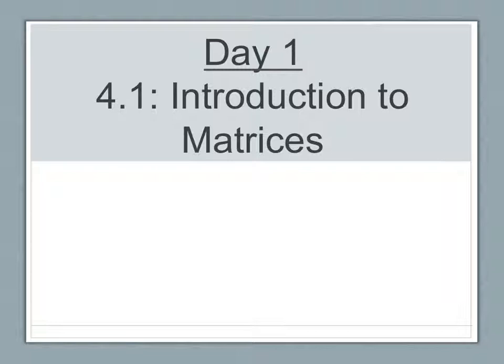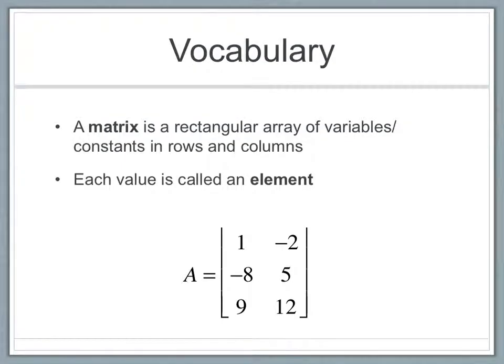First thing I want to talk about is what is a matrix. So a matrix is a rectangular array of variables or constants, so variables x, y, constants, or numbers, in rows and columns. And below you can see a matrix that we named A. All matrices we name by a capital letter. Each value is called an element. So 1 is an element, -2 is an element, -8 is an element. The elements in matrix A, there's 6 of them. Okay, remember, pause the video if I'm going too fast.